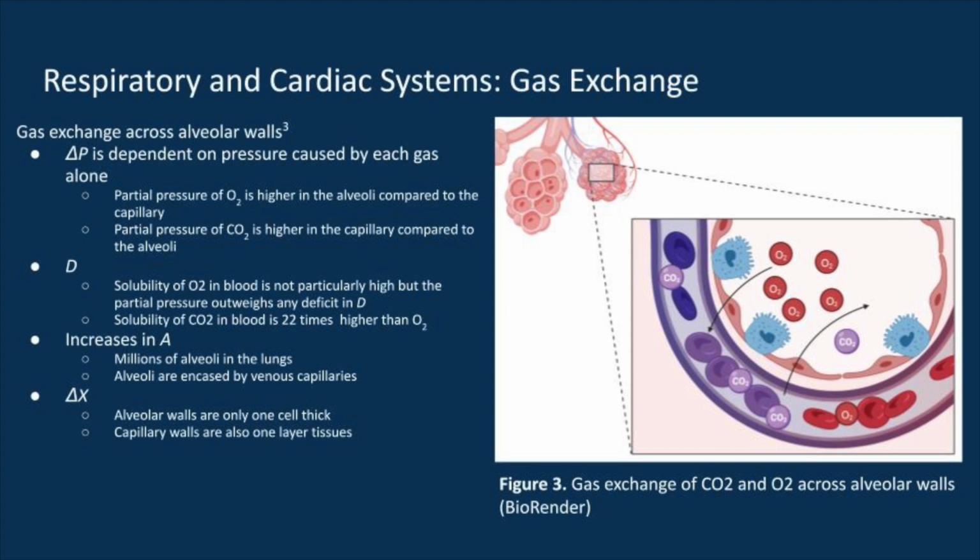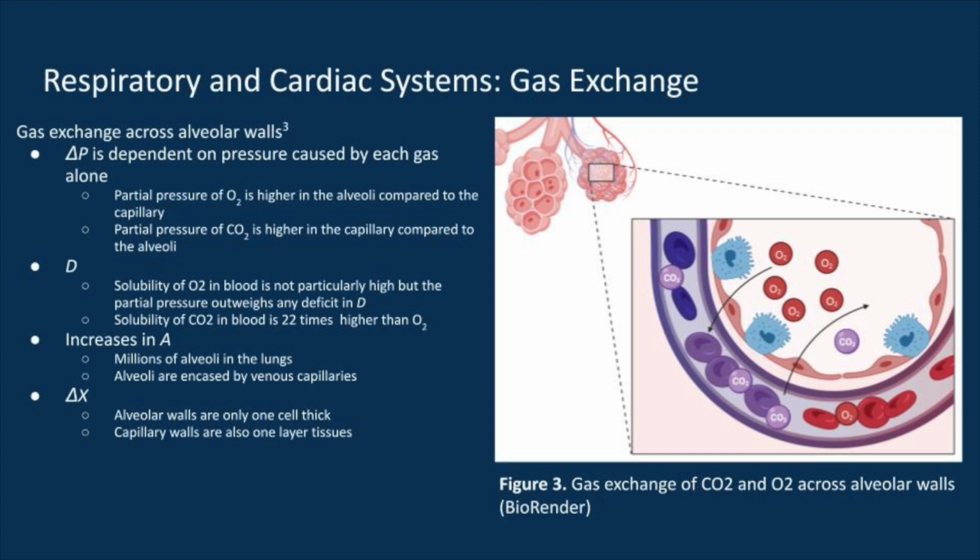When looking at the diffusion coefficient, the solubility of oxygen in blood is not particularly high, but the oxygen partial pressure gradient is extremely stark, so the partial pressure will outweigh any deficiency in the diffusion coefficient.